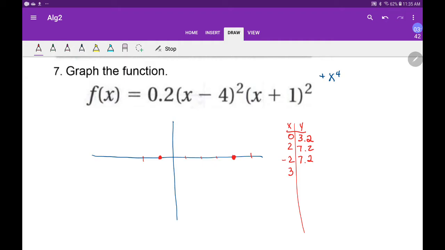Okay. And then 3, just because I want to know what happens out there at 3. And so I put in 3 here, and I get -1, but I square it, so it becomes 1. And I put in 3 here, and I get 4, so that's 16. And 16 times 0.2 again, I'm putting it in, but I kind of know it's 3.2 because I already had that.